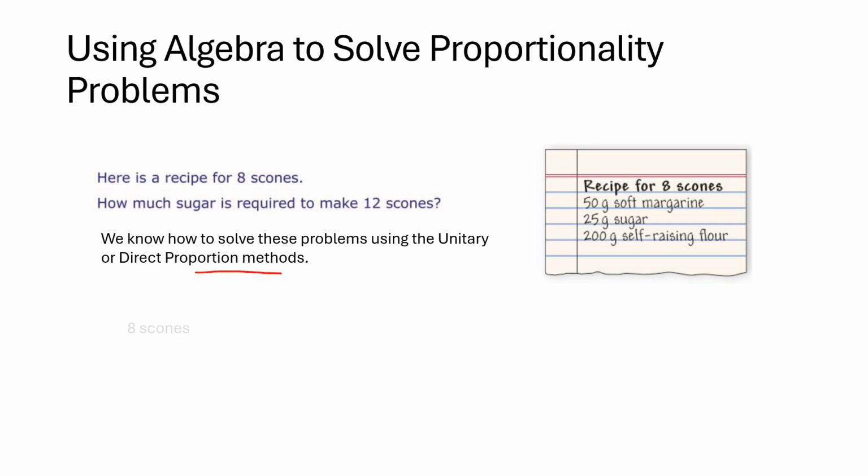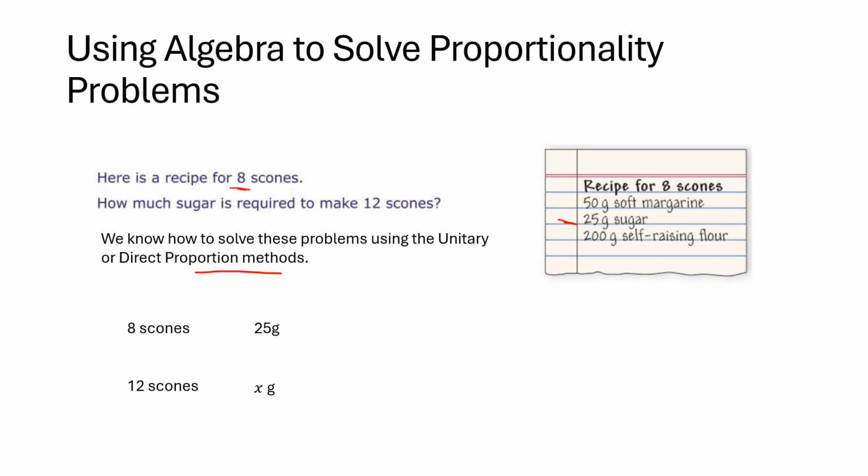And we know from the question that 8 scones equates to 25 grams of sugar. We know that because that's what it says there, and that's given in the question. And we want to work out how much sugar we need to make 12 scones. So 12 scones equates to an unknown amount of sugar. We're going to call the unknown amount of sugar x, so x grams.